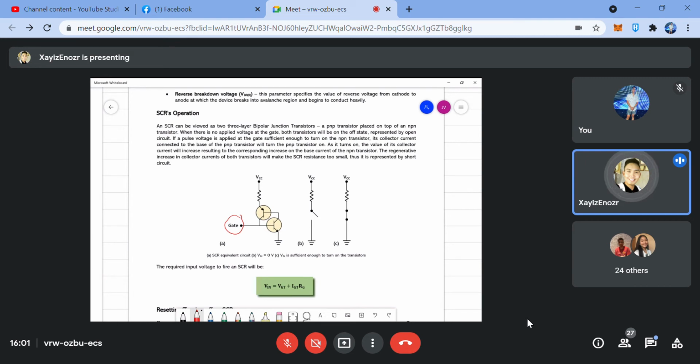So, mangyayari, okay, pag nag-input ka ng voltahe rito, isipin nyo, sa una, pareho silang naka-off. Pag nag-input ka ng voltahe dito, mangyayari is mau-on mo tong NPN transistor na to. Mau-on yan. Ito, hindi mo ito muna mau-on. Pag na-on mo to, ibig sabihin, magkakaroon ngayon ng kuryente. Yan. So, magkakaroon ka ng collector current.